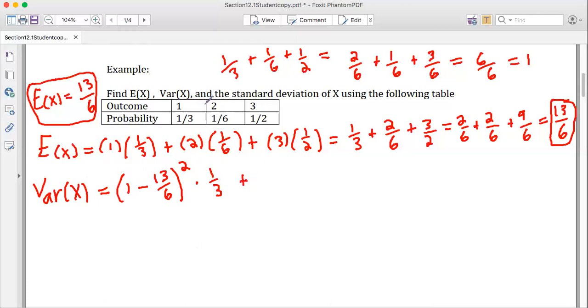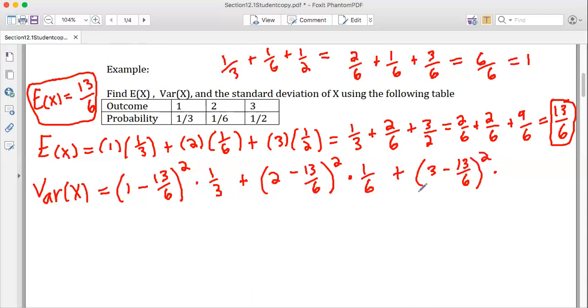So next, I would take the next outcome 2, subtract away the expected value 13 over 6, square that difference, and then multiply by its probability, which was 1 over 6. And then for the last possibility, I take outcome 3, subtract away the expected value, 13 over 6, square that difference, and then multiply by the probability that outcome 3 occurs, which was 1/2.